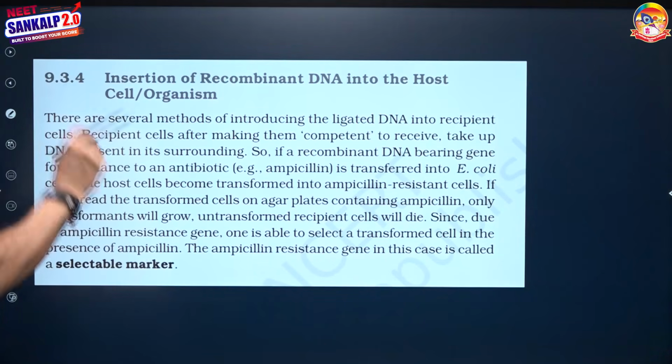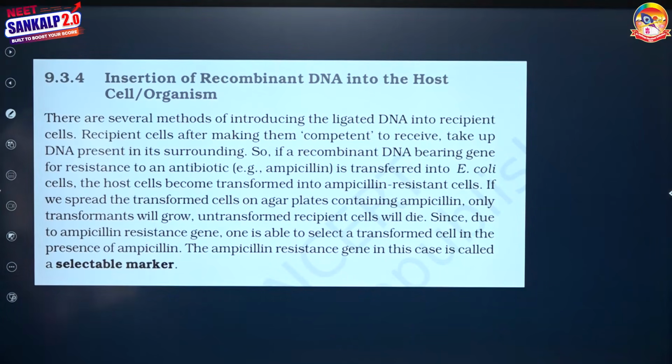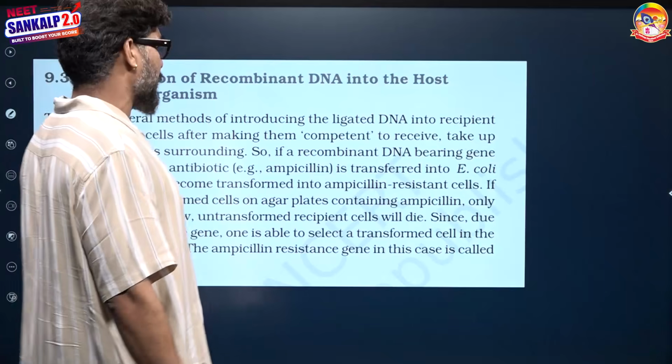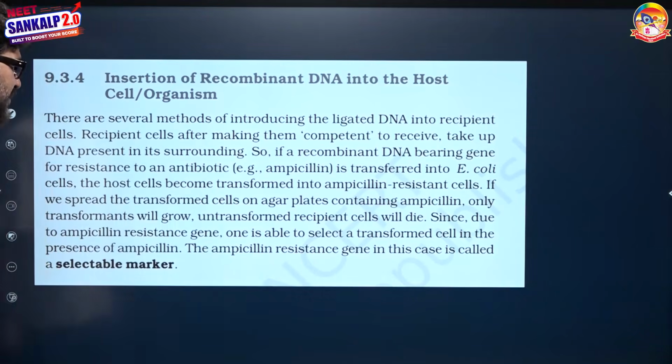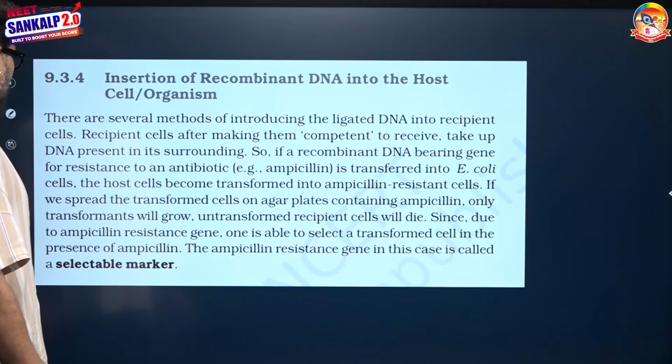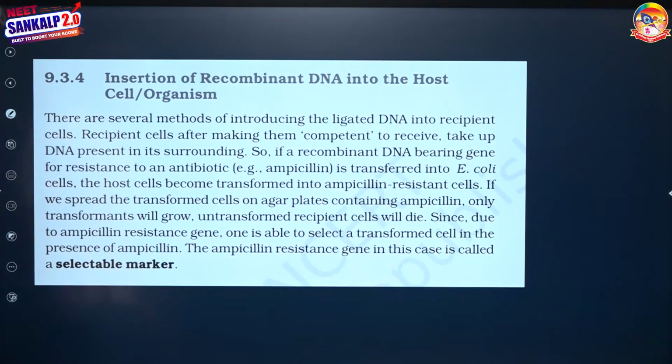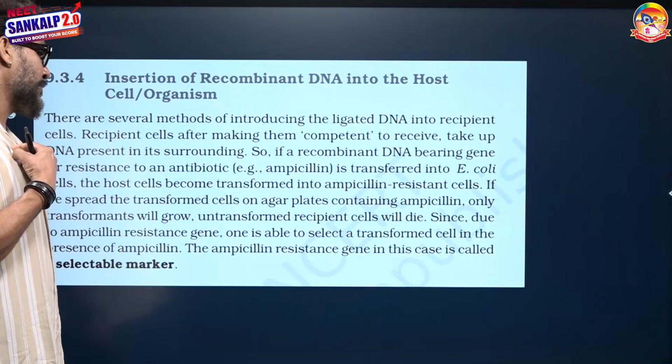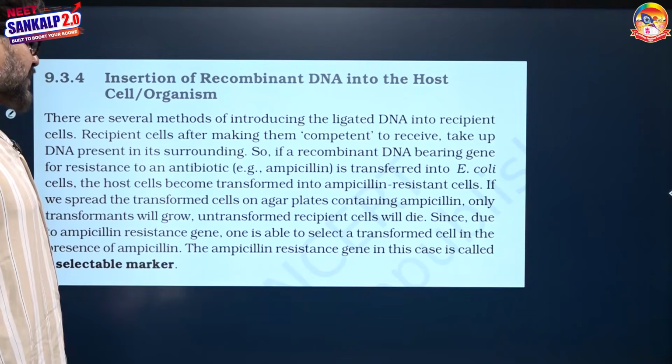Insertion of the recombinant DNA into the host cell. Recipient cells, after being made competent to receive, take up the DNA present in the surrounding. So if recombinant DNA bearing a gene for resistance to an antibiotic is transferred into the E. coli cell, the host cell becomes transformed into an ampicillin resistant cell.